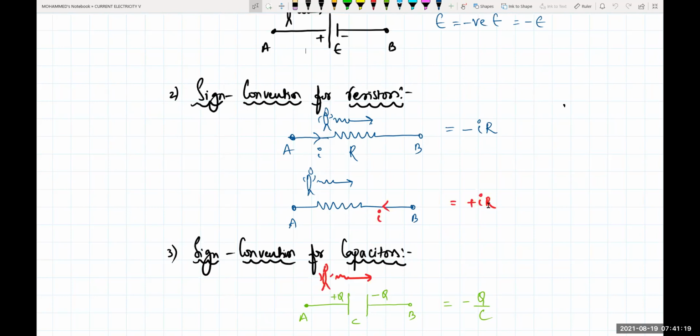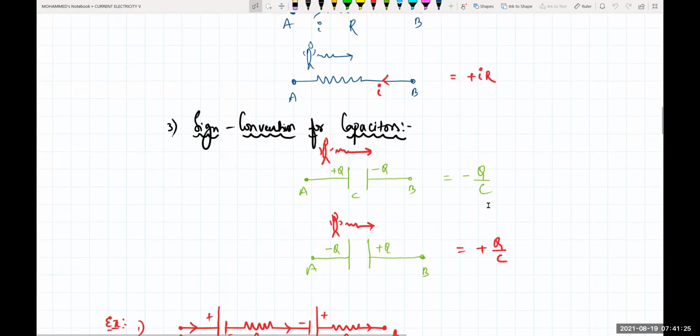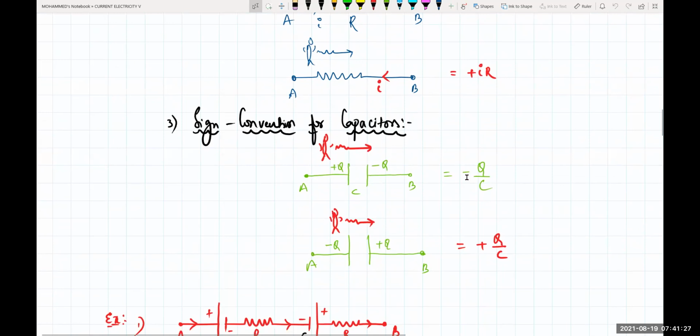Is it clear? Yes, sir. Sure. Next one: sign convention for capacitors. Same thing. This is the symbol for a capacitor, beta: two parallel lines, a positive terminal and a negative terminal.